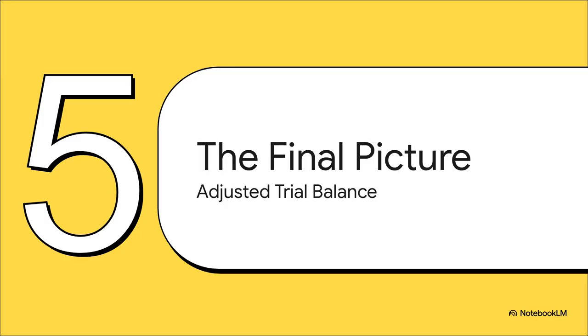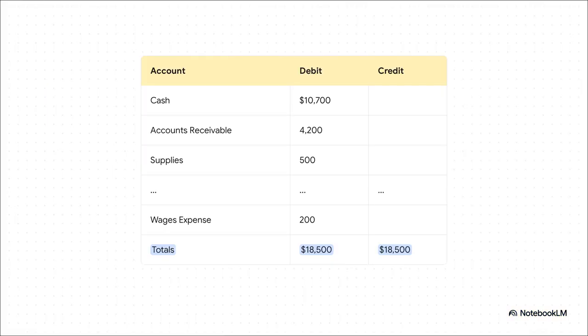So after all those essential edits for the supplies, the unearned revenue, the wages she owes, the revenue she's earned, we finally get to the payoff. We finally get to see the final accurate picture. And here it is. This is the adjusted trial balance. If you look closely, you'll see all our accounts have been updated. Her supplies account is now down to $500, not $600. Her service revenue and her wages expense for the month are now correct.